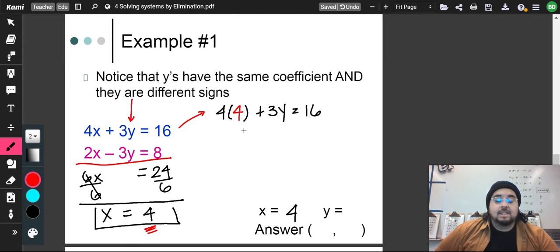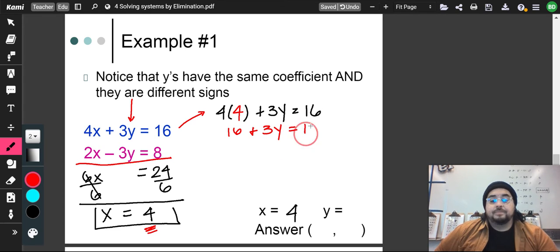Okay. And now I can simplify. 4 times 4 gives us 16 plus 3y equals 16. And this is a two-step equation. I'm going to subtract 16 from both sides. Oh, that got away from me. Okay. Subtract 16 from both sides.